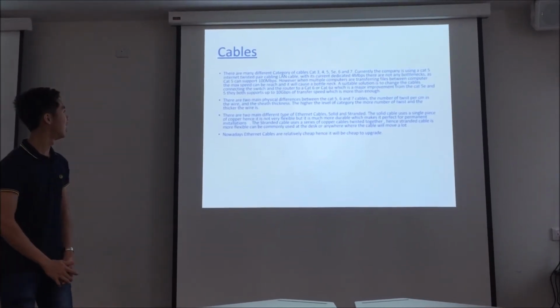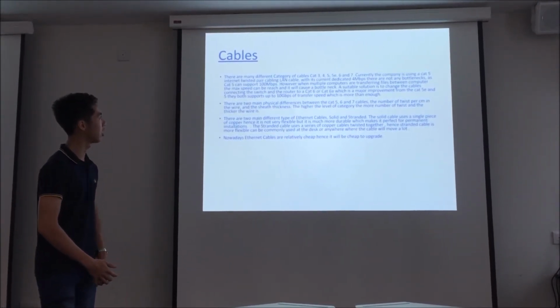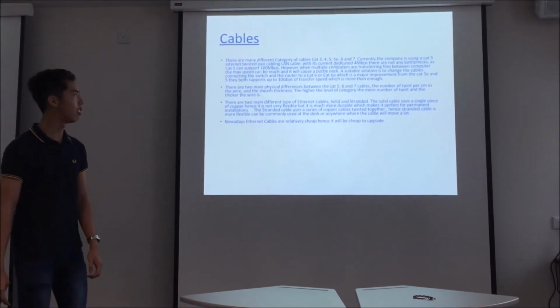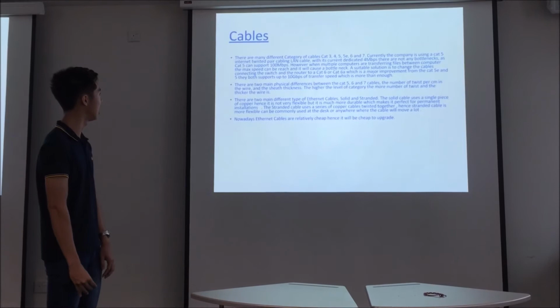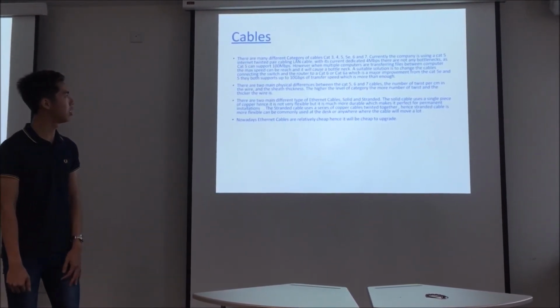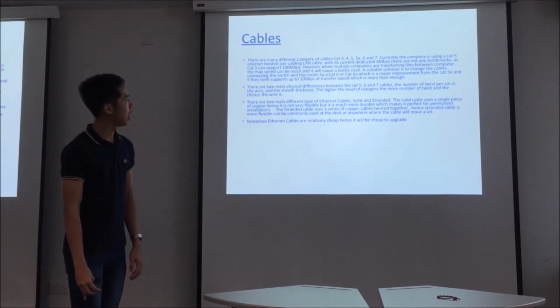Okay. Cables. There are many different types of category of cable. Category 3, 4, 5, 5E, 6, and 7. Currently, the company is using a Cat 5 Internet Twisted Pair Cabling LAN cable, with its current dedicated 4 megabytes.